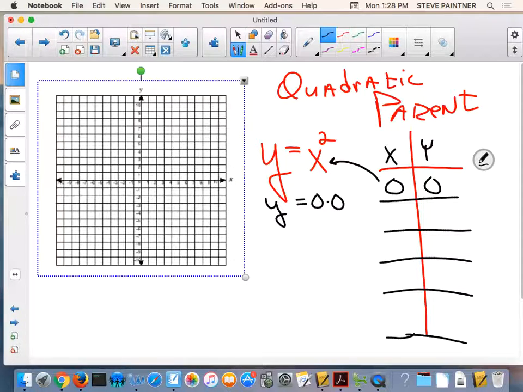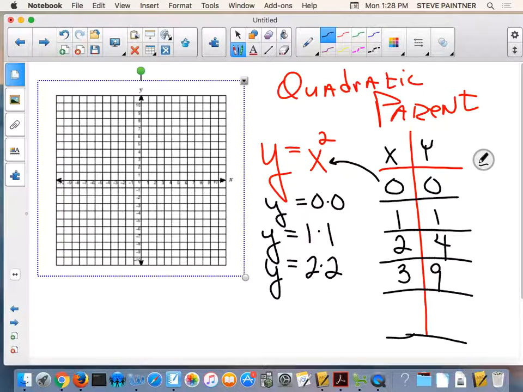0 squared is 0. 1 goes in. What would we get? 1. 1 times 1. 2 would go in. What would you get? 4. 2 goes in, 4 comes out. What would 3 get you? 9. What would 4 get you? 16. Do you know why I'm not going to do 4, 16? Too big, it falls off my graph. So I could probably get away with 3, 9. Then I quit. I don't want to fall off my graph yet, so I'm done.